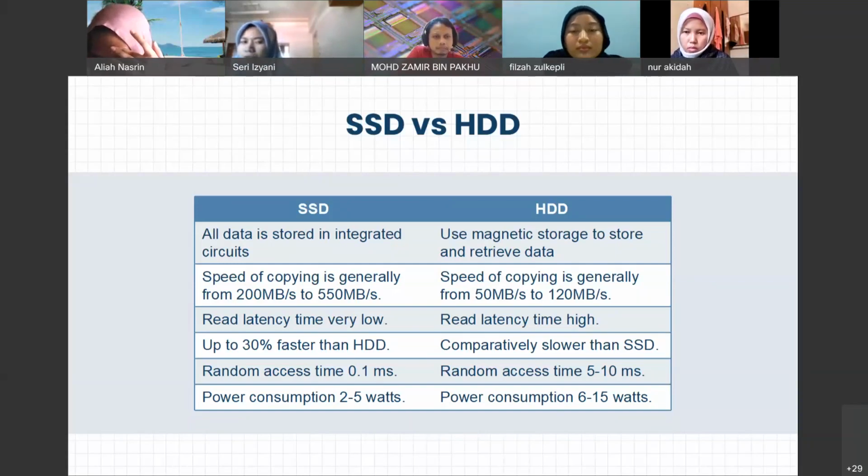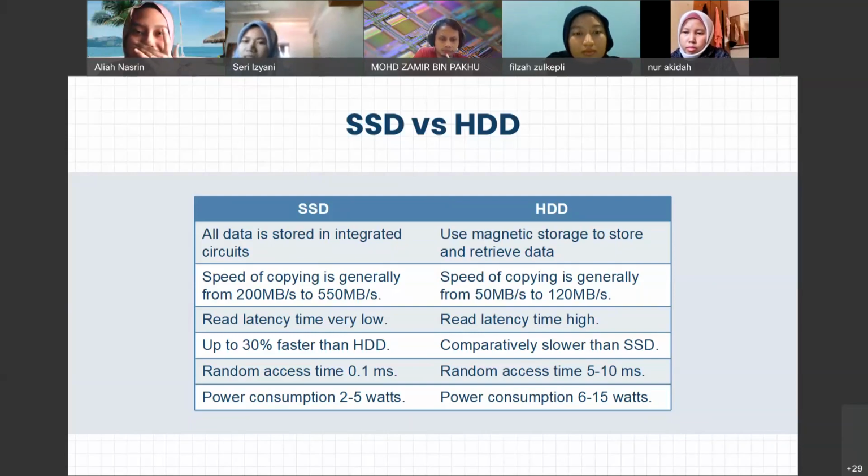For example, if you are moving files using SSD, the copying speed is generally from 200 megabytes to 550 megabytes per second, while in HDD, the speed of copying is generally from 50 megabytes per second to 120 megabytes per second.